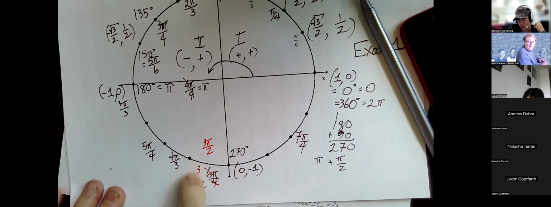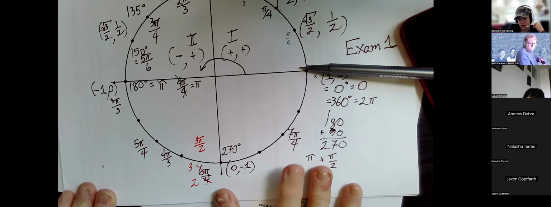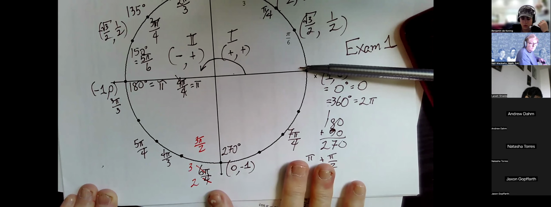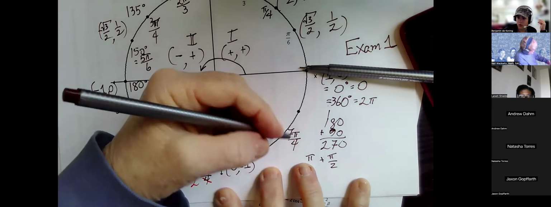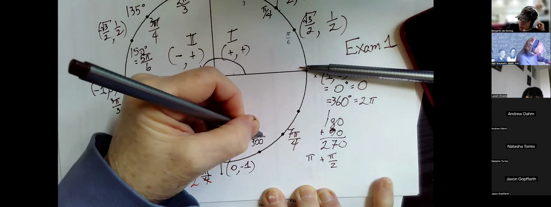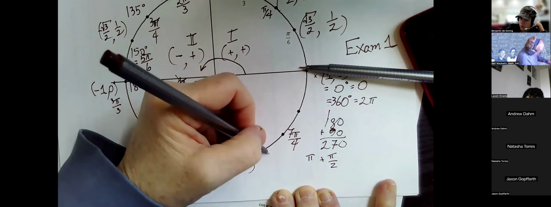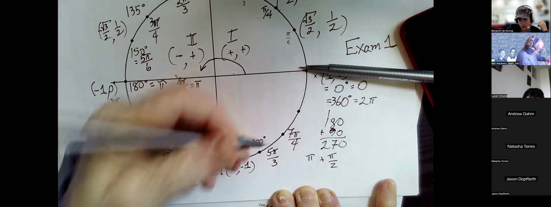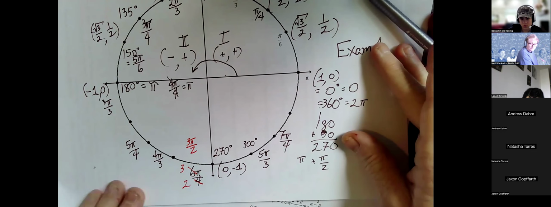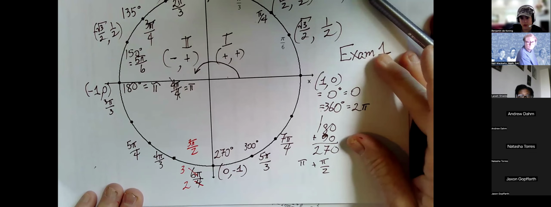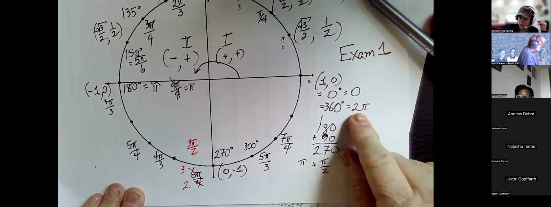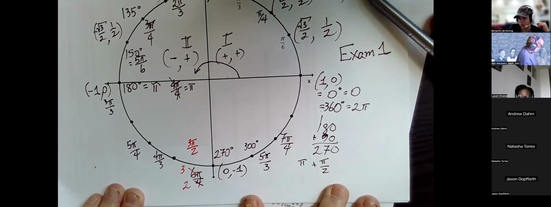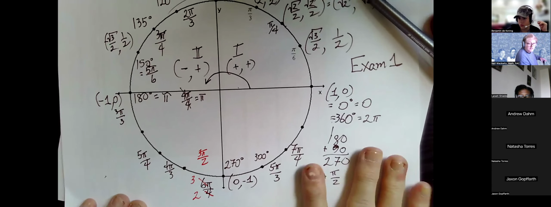And where do we end up if we add 60 degrees again? At 300 degrees. Yes, that's right. So we have 300 degrees or 5 pi over 3. And where is 6 pi over 3? It's at 360 or 0. That's right, because 6 pi over 3 reduces to 2 pi. Groovy. So we're filling this in.